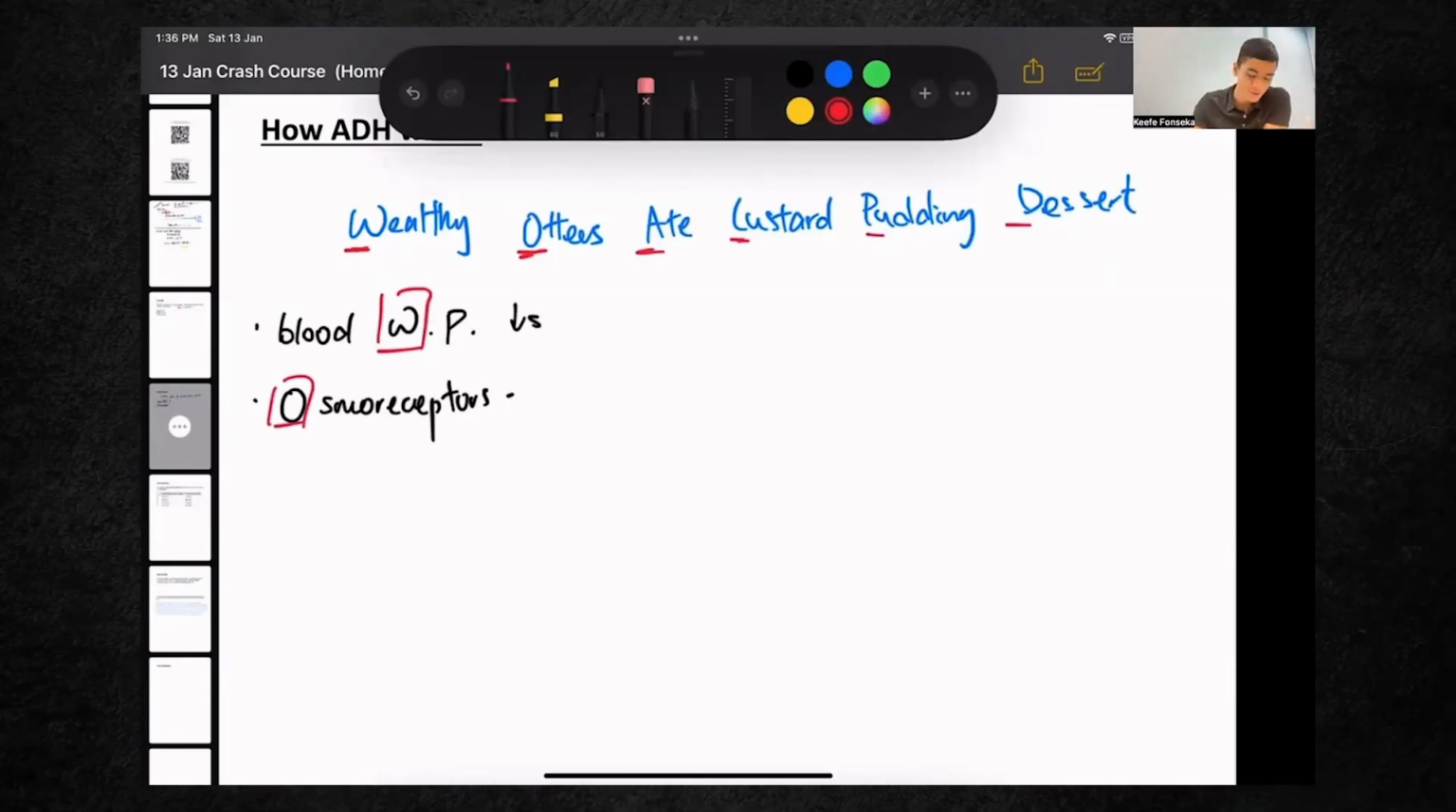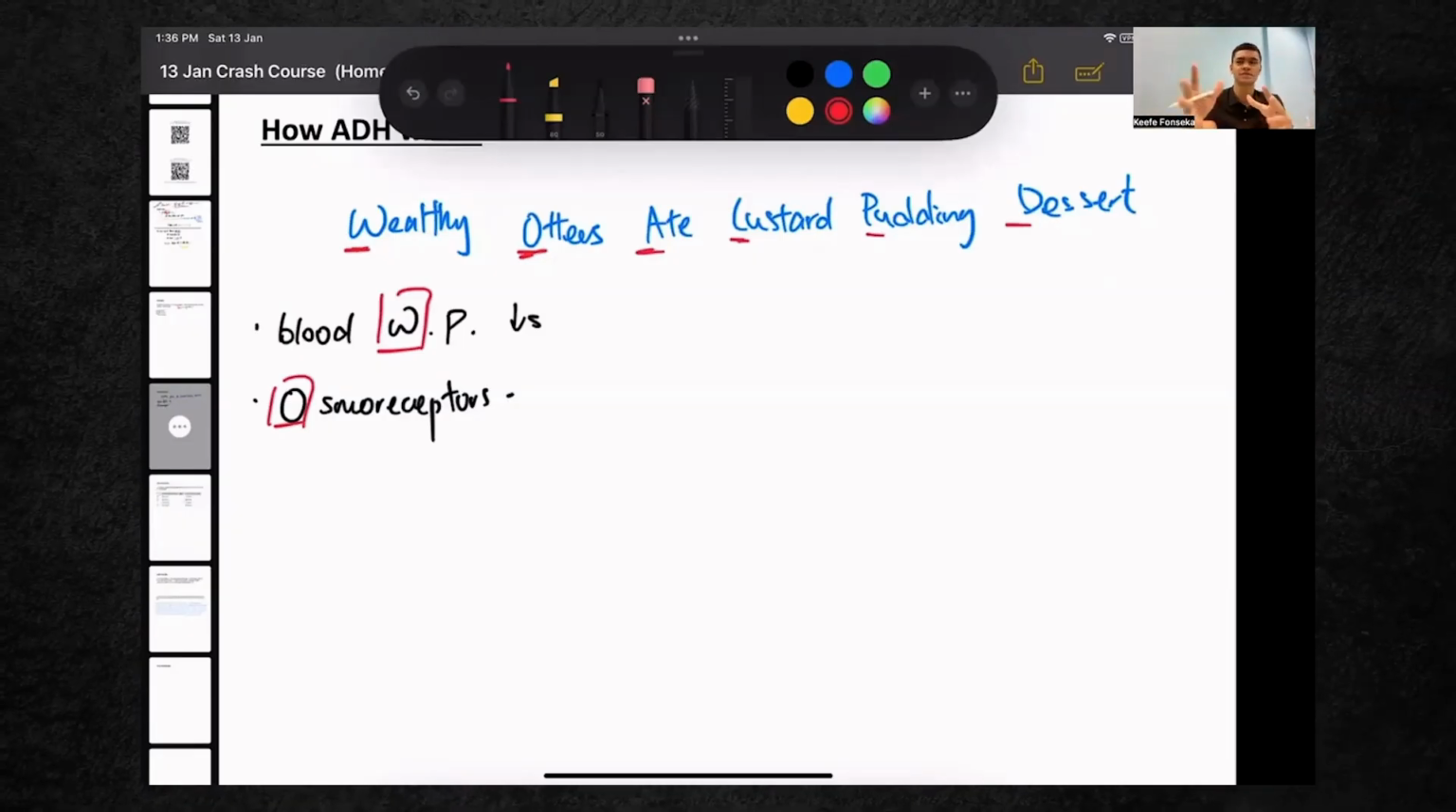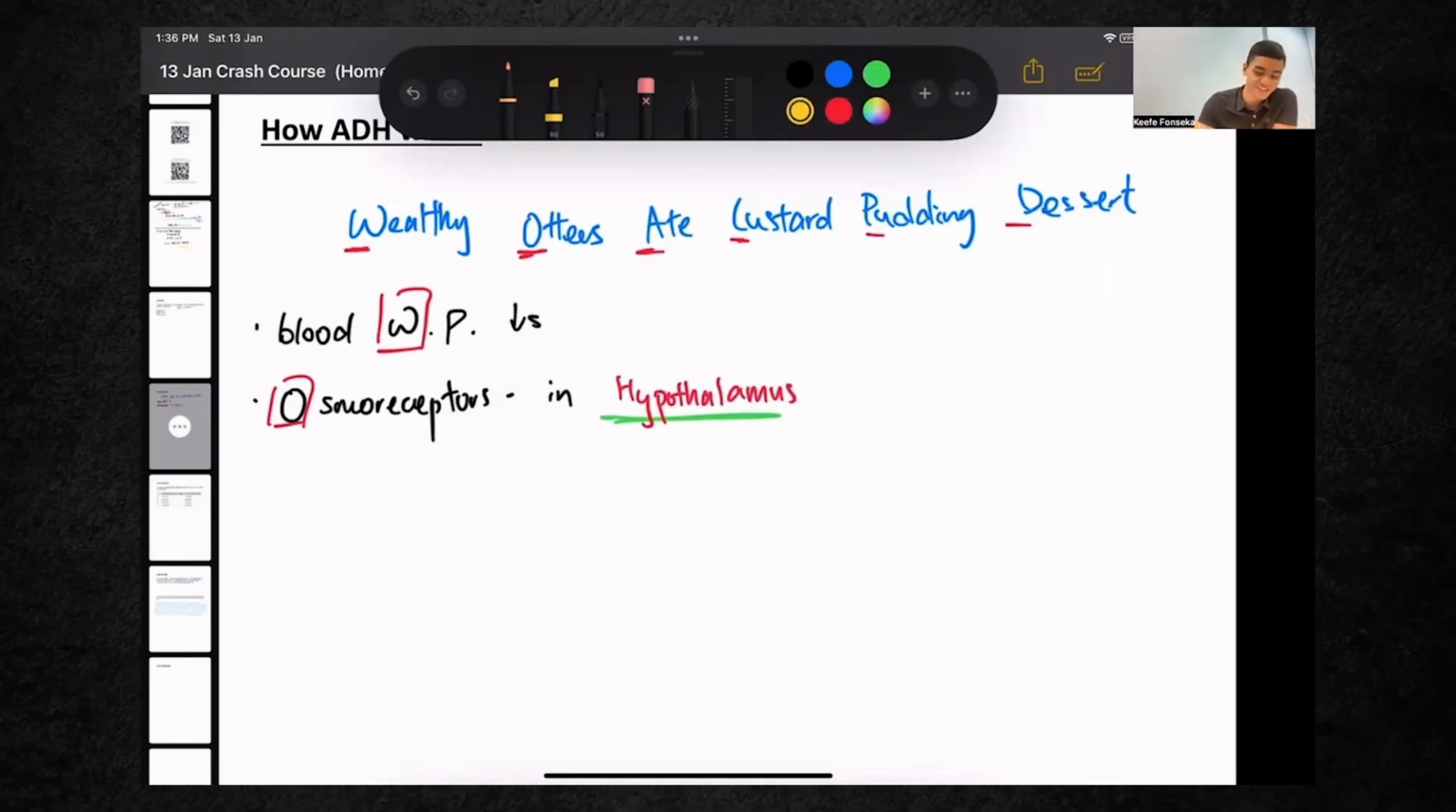Okay, so osmoreceptors, you can see the word osmo, right? It's like osmosis. So osmo, anything related is water related. Detects change in water potential of the blood. So it is found in where? Correct. Hypothalamus. And where is this found? Yes, in the brain. Good. In brain. Okay, we'll detect this change.